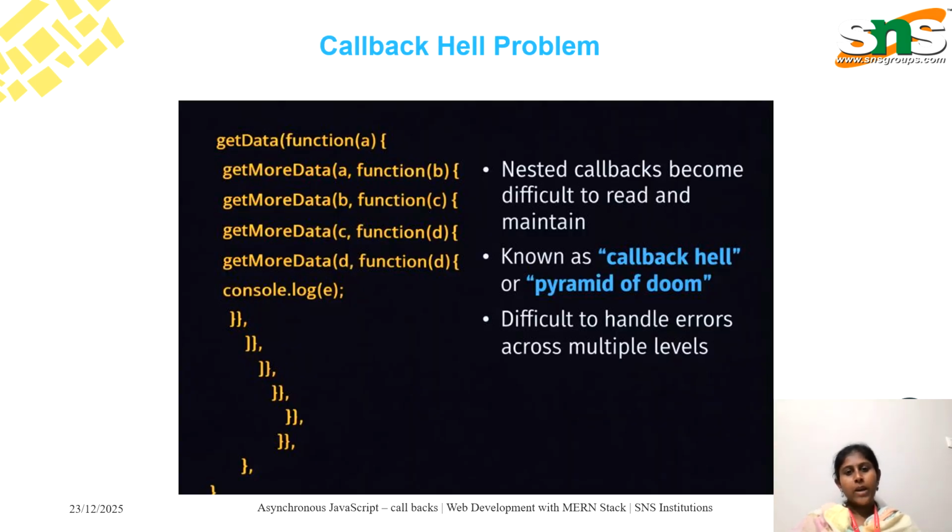One major drawback of callbacks is a problem known as callback hell. Callback hell occurs when multiple asynchronous operations depend on each other. This leads to deeply nested callbacks, making the code hard to read, difficult to debug, and difficult to maintain. The code structure starts to look like a pyramid, which is why it's sometimes called the pyramid of doom. This problem is one of the main reasons newer approaches like promises and async/await were introduced.